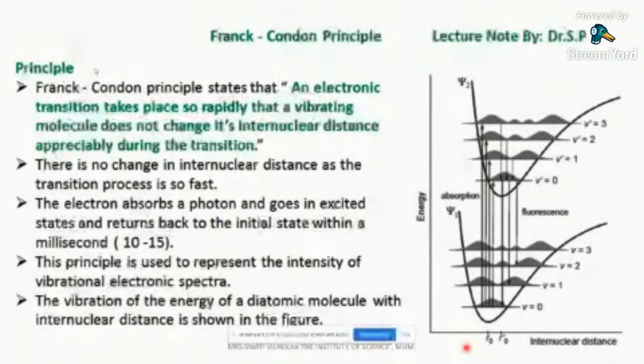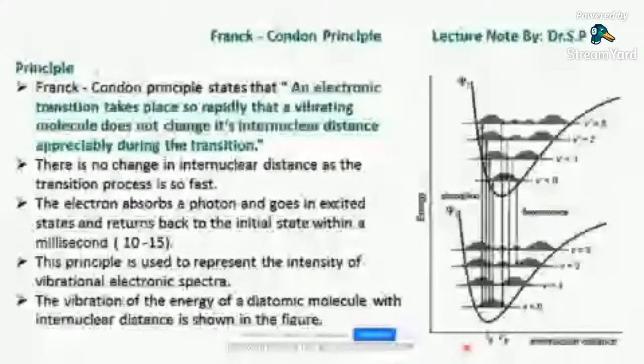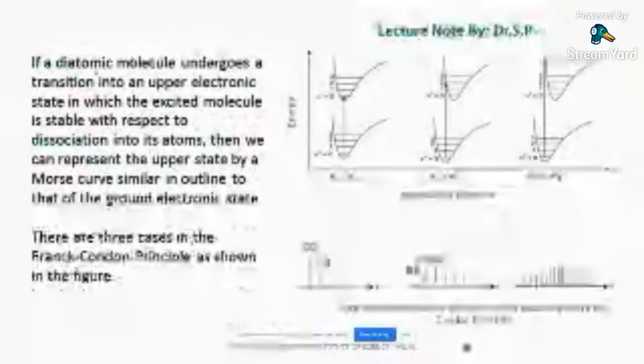Franck-Condon principle states that an electronic transition takes place so rapidly that a vibrating molecule does not change its internuclear distance appreciably during the transition. There is no change in internuclear distance as the process is so fast. The electron absorbs a photon and goes into the excited state and returns to the initial state within 10 to the minus 15. This principle is used to represent the intensity of vibrational electronic spectra. The vibrational energy of a diatomic molecule with internuclear distance is shown in the figure.